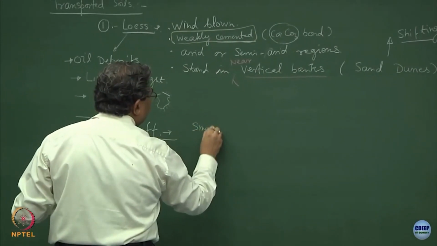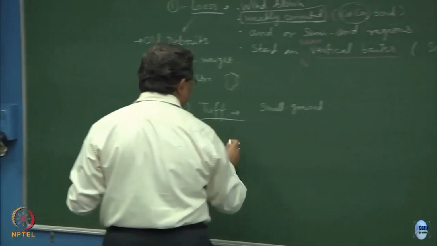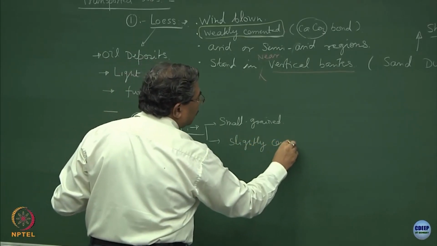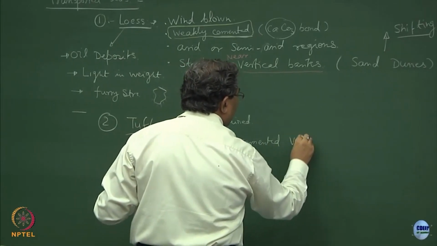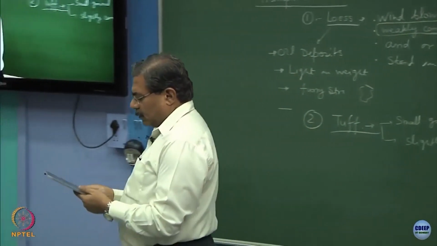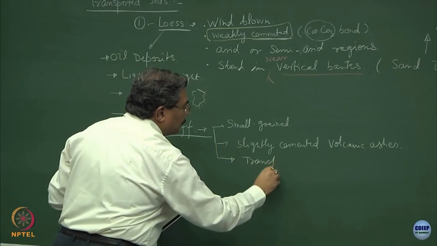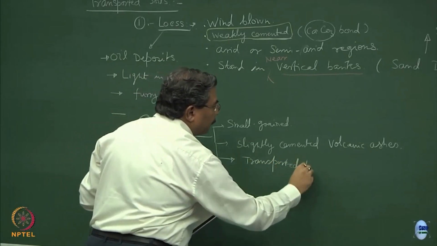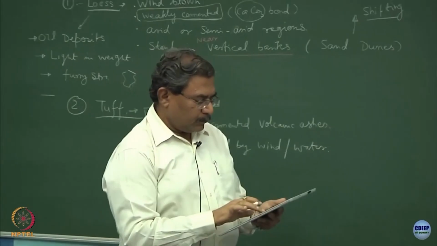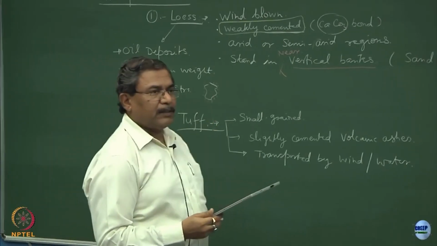These are basically small grain, slightly cemented volcanic ashes, and they are mostly transported by either wind or water. Try to check out whether we get tuff deposits in India or not.